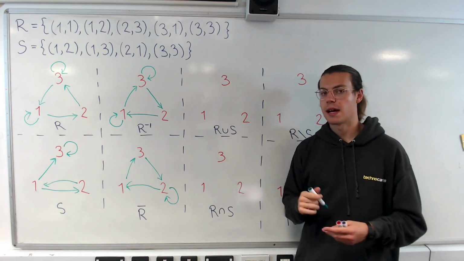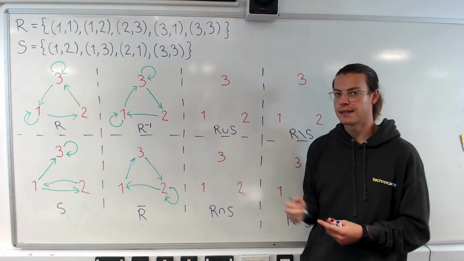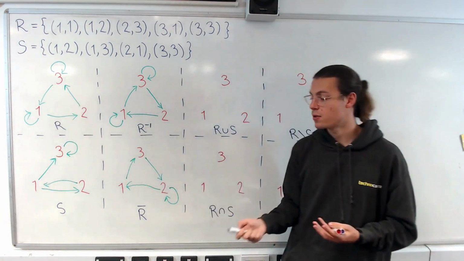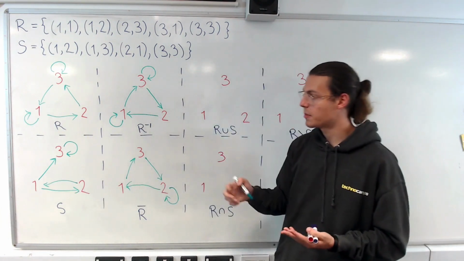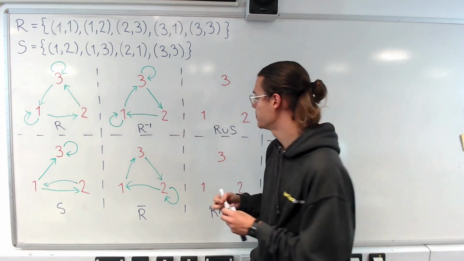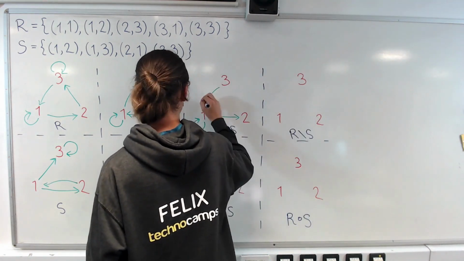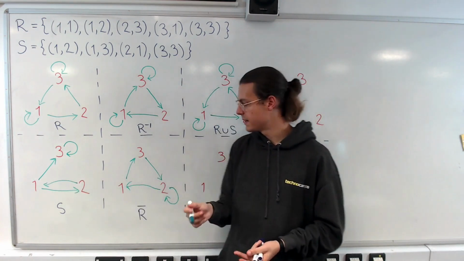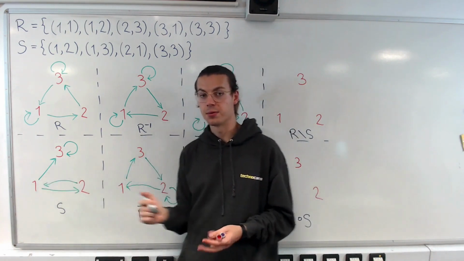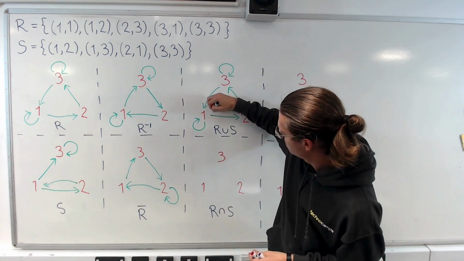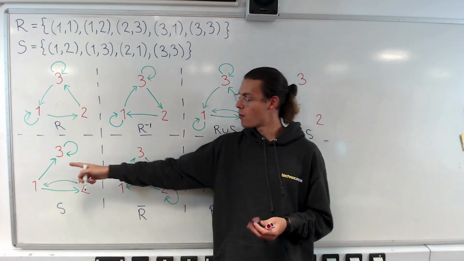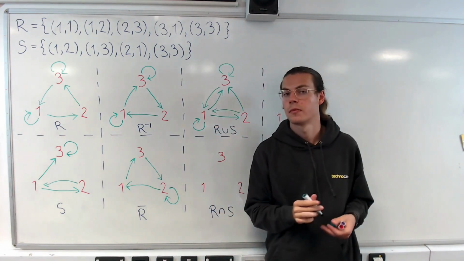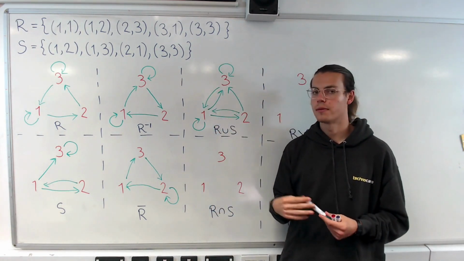Next, let's look at the union of R and S. So this will have all of the pairs that are related by R, as well as all of the pairs that are related by S. So let's start by adding all of the arrows that are in R. And now we can add anything that's missing that is in S. So we have 2 is related to 1, and 1 is related to 3. And there we have the union of the relations R and S.